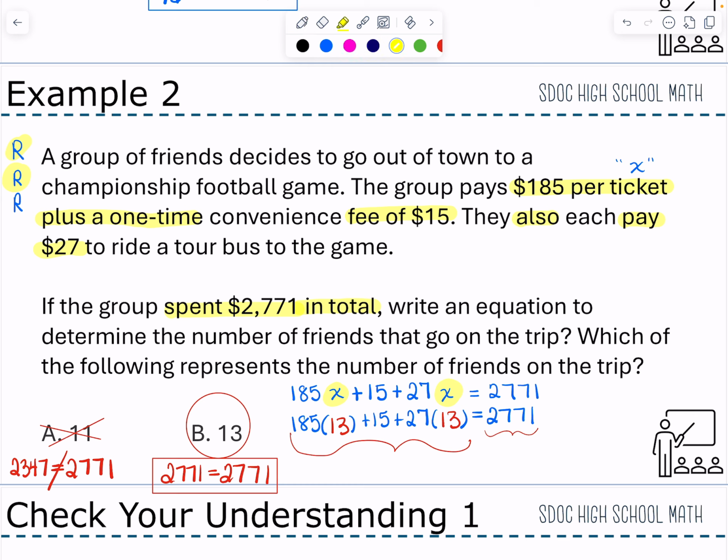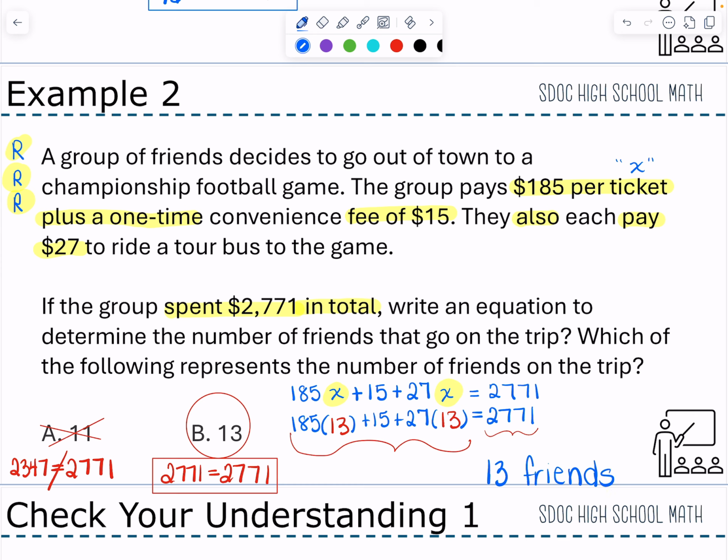So again, read that question the third time. A group of friends decides to go out of town to go to the football game. They pay $185 per ticket plus a one-time convenience fee. They pay $27 to ride the bus. And if the group spent 2,771 in total, determine the number of friends that can go on the trip. So our answer for this one is 13 friends.